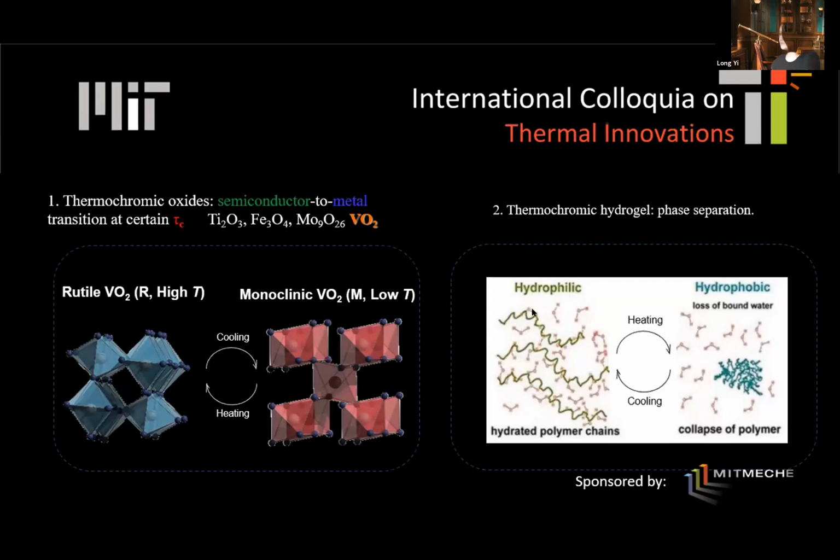So you can imagine this is a polymer chain. Once it heats up, the polymer chain is going to shrink. Once it shrinks, it becomes a scattering center, so it's going to block the sunlight. Okay, so those are the two principles that, as material scientists, we have to know.